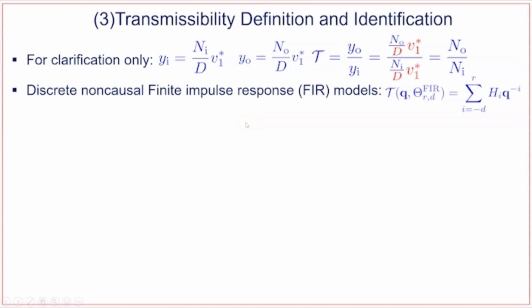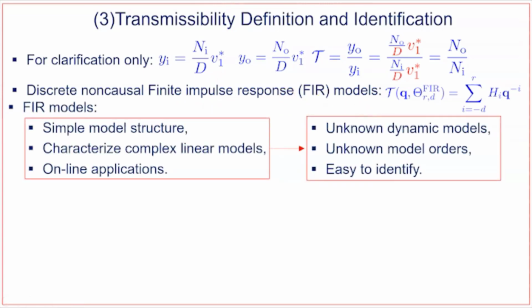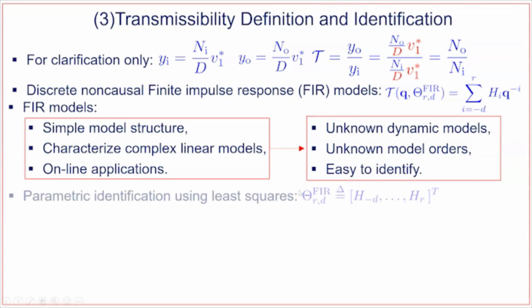So we consider here, to identify transmissibilities, a non-causal finite impulse response model. The FIR models are simple model structures. They can characterize complex linear models and can be used for online applications. Moreover, these models can capture the unknown dynamic models. They also can capture the unknown model orders, and it's easy to identify.